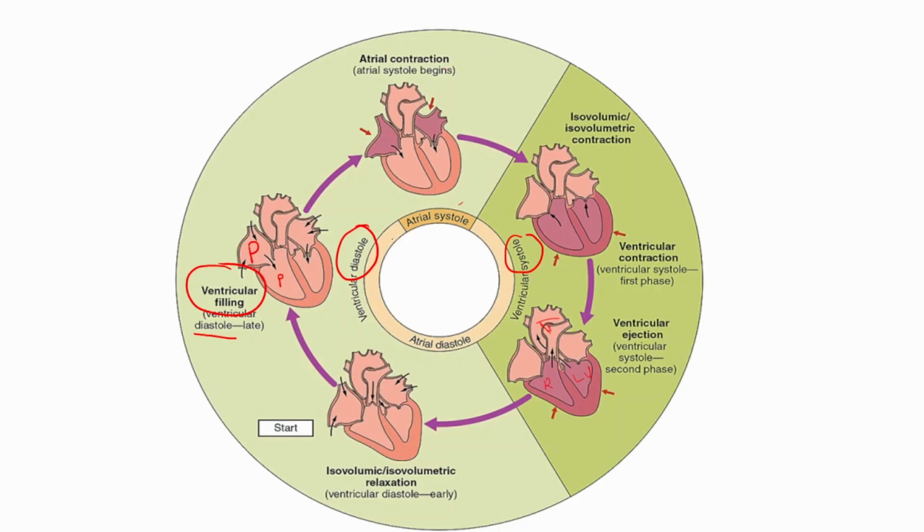This pressure gradient forces the atrioventricular valves to snap open, indicated by this arrow. Passive blood rushes from the atria into the ventricles, causing the ventricular volume to scale upward to its maximum limit. Toward the end of this phase, the atria undergo active contraction, that is atrial systole, to squeeze the final remaining volume into the lower chambers.